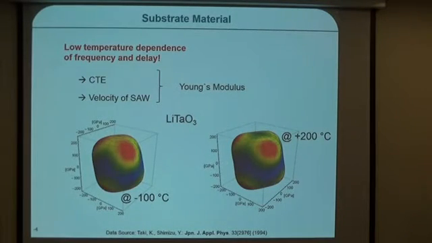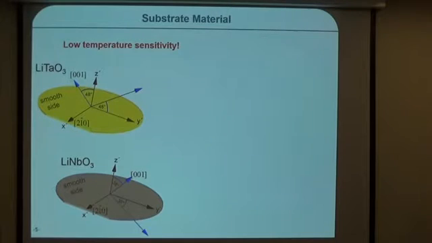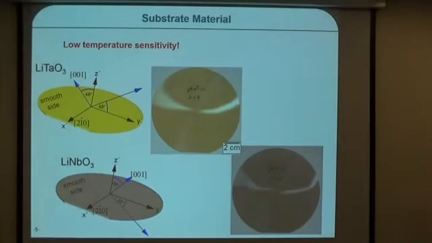So what suppliers basically do to guarantee the low temperature sensitivity of the device is to find certain cuts where the functionality is provided, and also within a certain temperature range there are no big changes. So there are two different rotation angles for lithium tantalate and niobate. This is how the wafers look like.